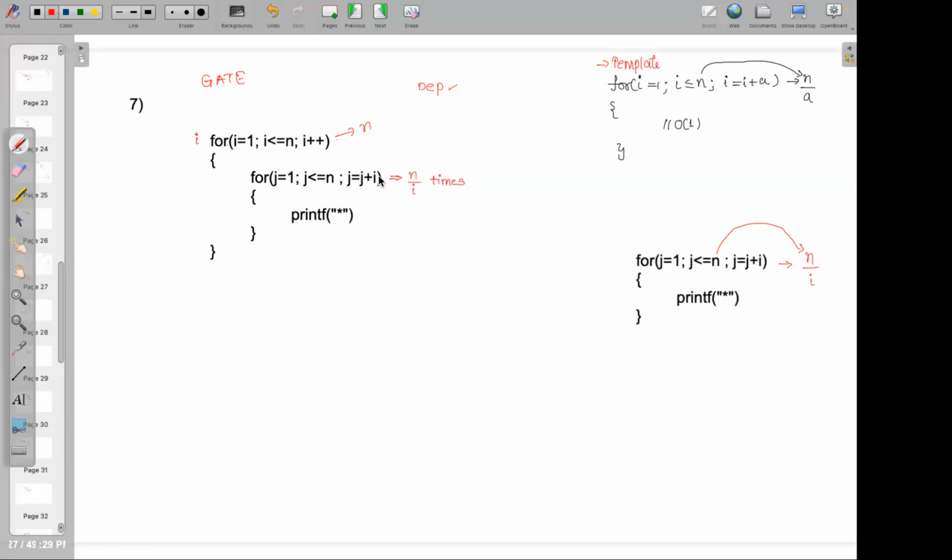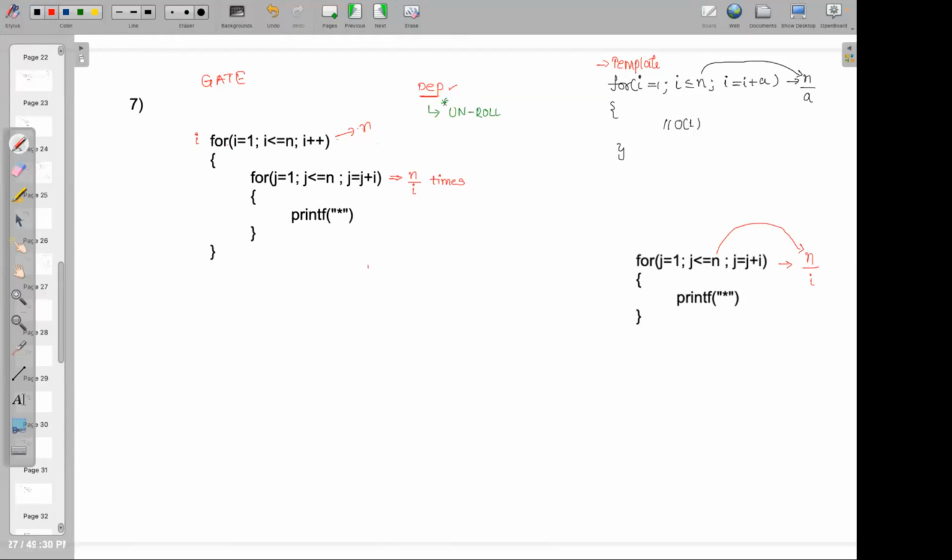Now, people are saying multiplying. This is a dependency. You can't multiply n into n by i. Whenever there is a dependency, you need to unroll. What is the meaning of unroll? It means we check what is happening when i is equal to 1, what is happening when i is equal to 2, what is happening when i is equal to 3. Like that, you need to unroll. This is important, friends. Please don't multiply. Let me explain what is happening.